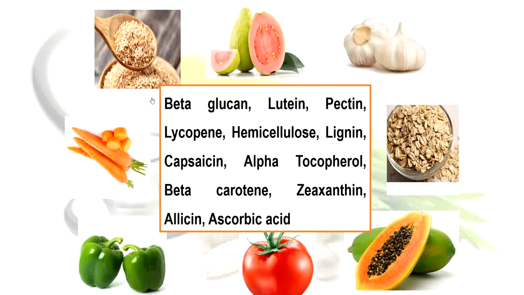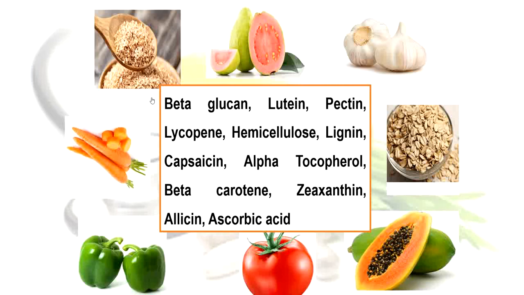When you say it is based on food, for example, you take fruits, vegetables, tubers, grains, which supply various nutraceuticals to our body, like beta-glucan, lutein, pectin, lycopene, hemicellulose, lignin, capsaicin, alpha-tocopherol, beta-carotene, zeaxanthin, allicin, ascorbic acid. These are some of the nutraceuticals supplied from our plant food sources.